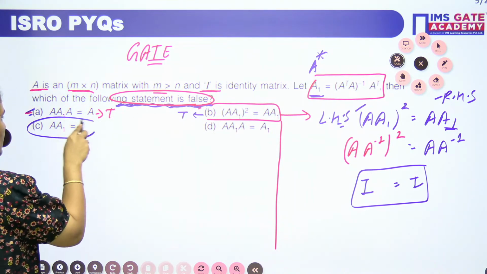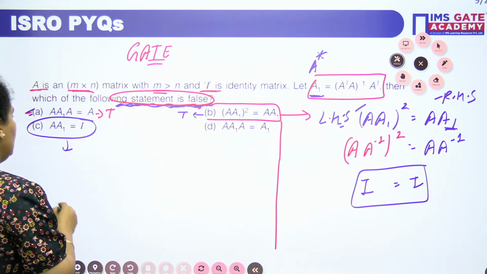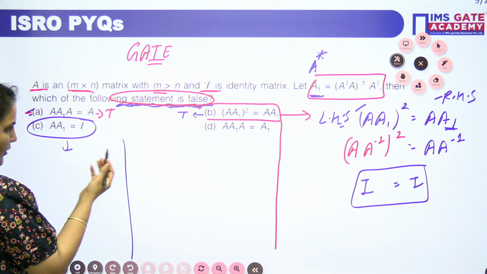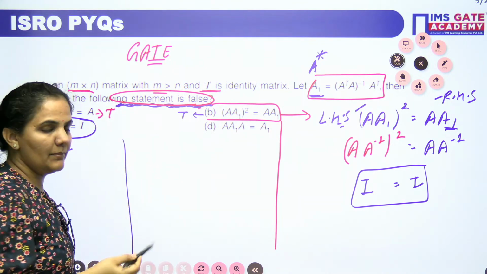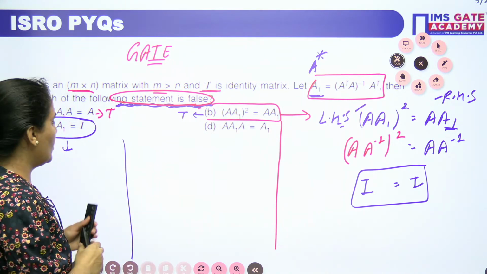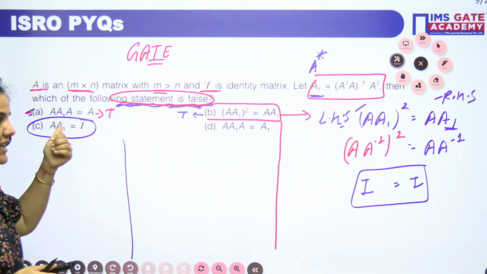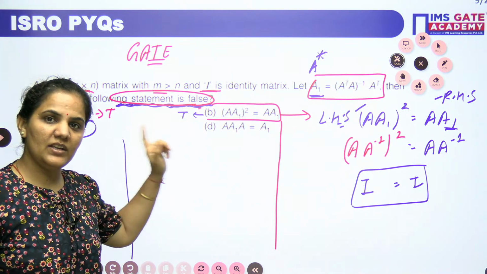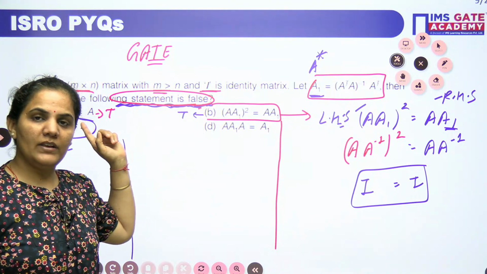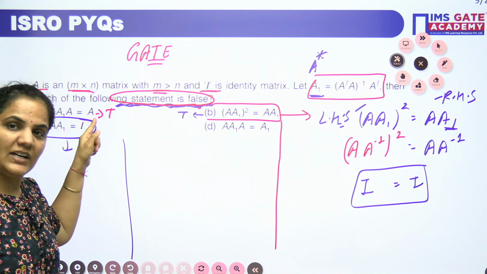Okay. Let's go with option C. From here I can conclude directly that if option A is correct, then option D will definitely be false, because we already proved that option A, A into A1, A equals A. So the left hand side is the same in option A and option D. When the left hand side is this one, the right hand side will be A.